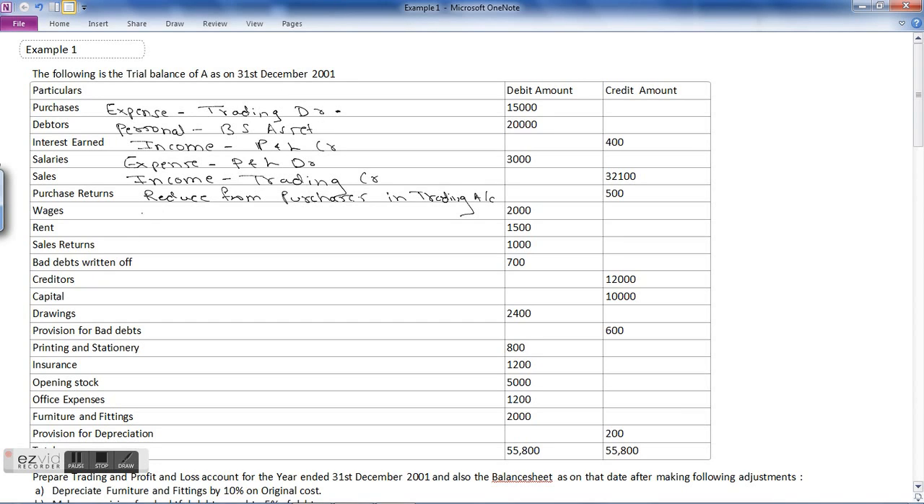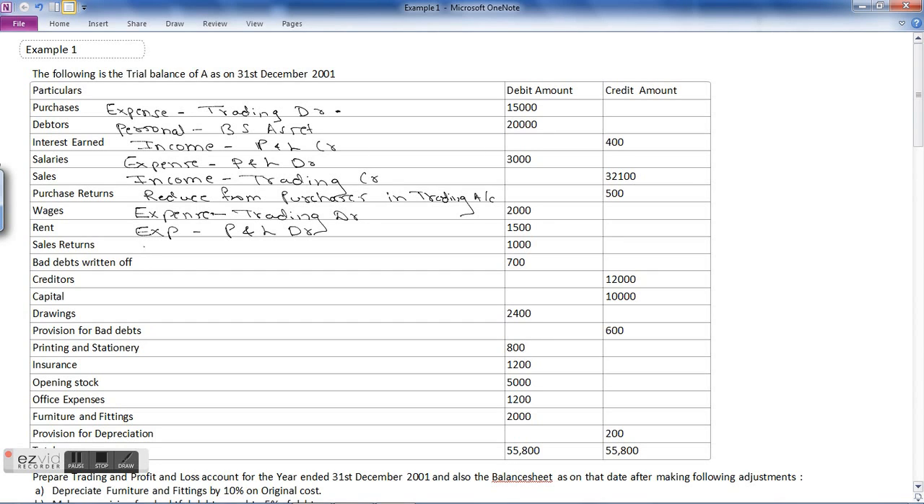Then wages. Now wages generally means wages of factory workers. When the word wages is given, it is wages of factory workers. Now wages is showing a debit balance, it's a nominal account, an expense. Since this is an expense related to cost of goods sold, it will be included in trading account, debit side. Then rent. Now rent, it's not given whether it's a factory rent or an office rent. When nothing is specified, we assume that it's an indirect expense. So rent is an expense, nominal account, so it will be included in profit and loss account, debit side.